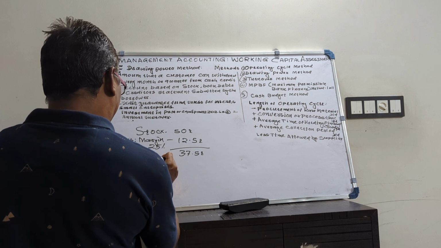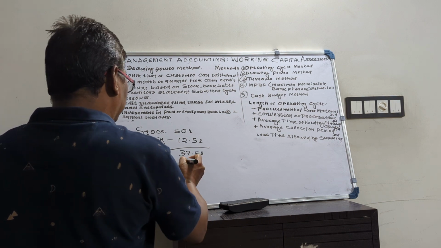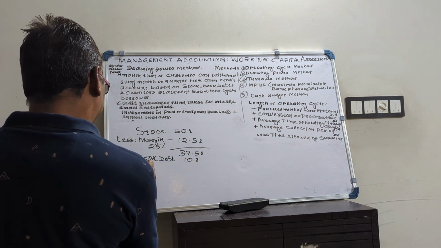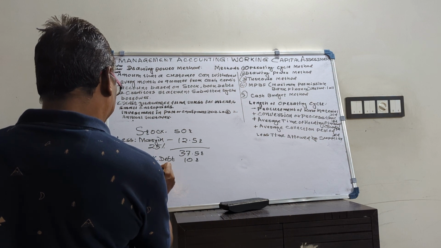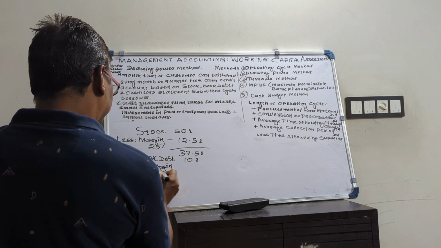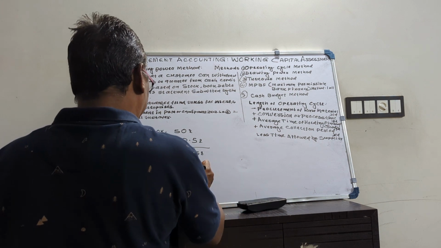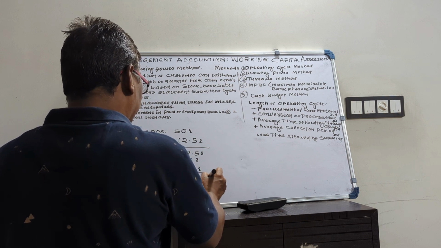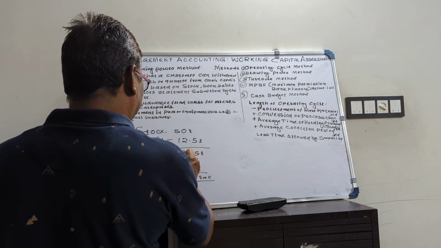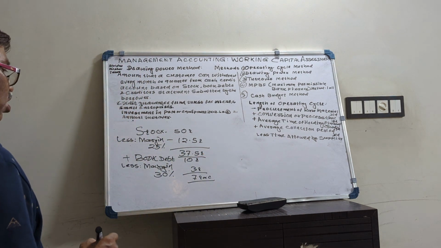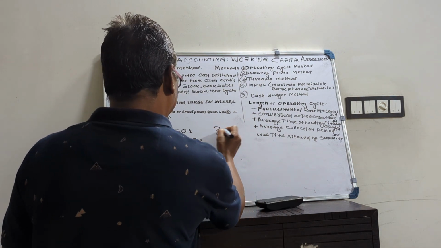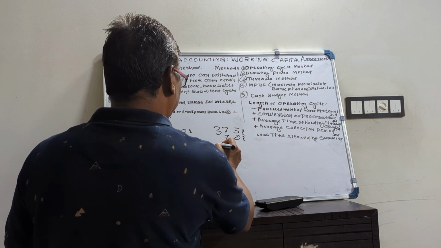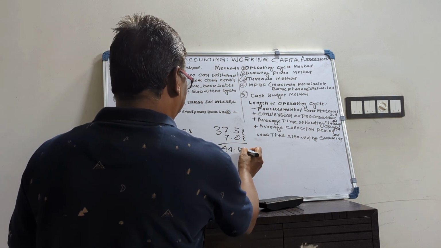Suppose book debt is 10 lakhs. In book debt, generally the margin is 25% to 40%. Suppose the margin is 30%, which means we will deduct 3 lakhs. So it is 7 lakh. That is stock plus book debt. So stock is 37.5 lakh, then book debt is 7 lakh. So the total is 44.5 lakh.